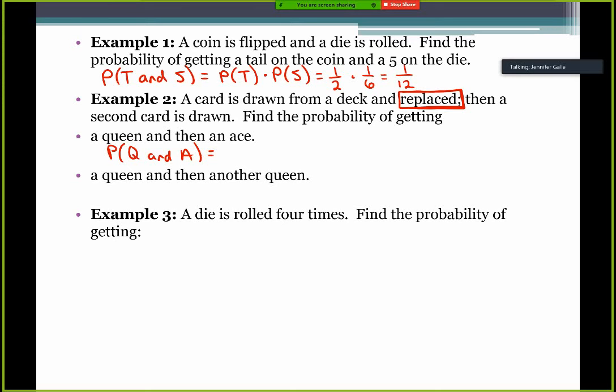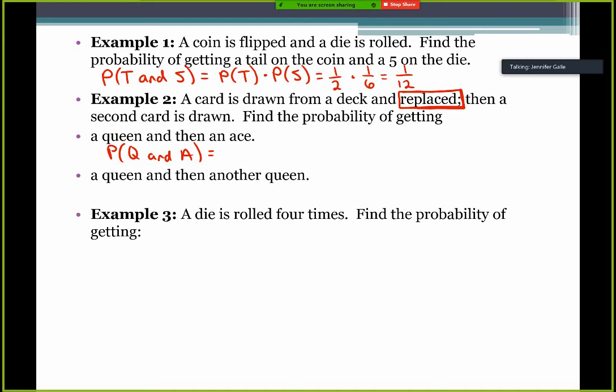If I'm just drawing one card, drawing a queen and an ace can't happen. One card cannot be both of those things. This is a sequence of drawing two cards. There's a difference when you see the word and. It's how many events are involved as to what you do with the word and.